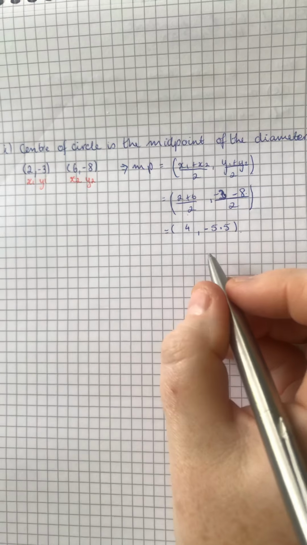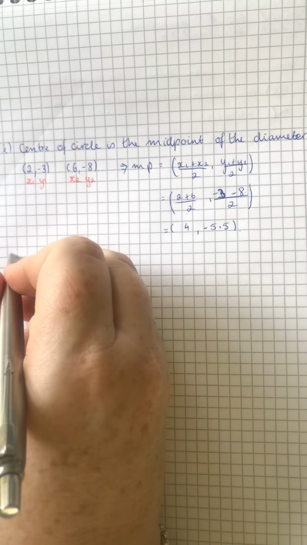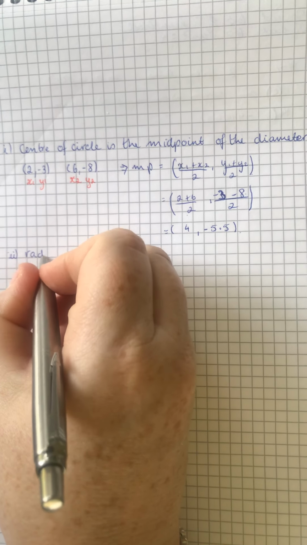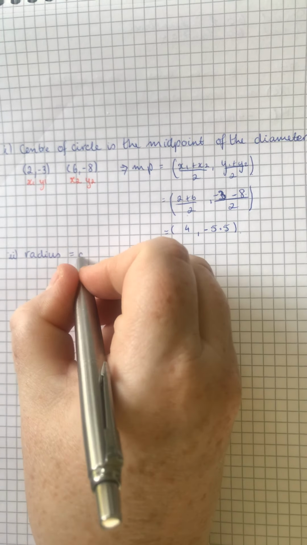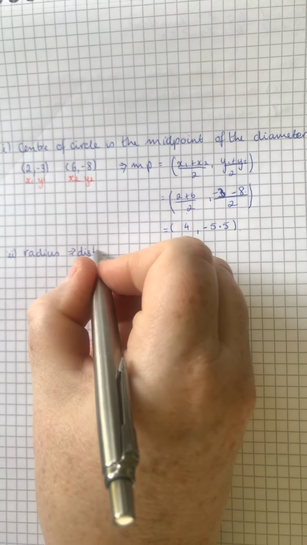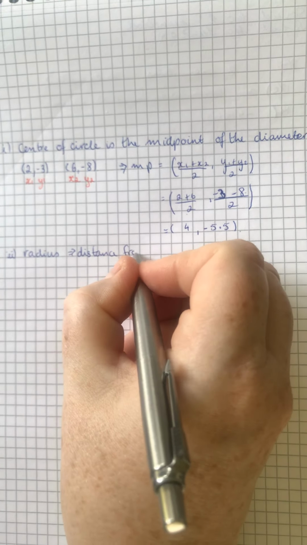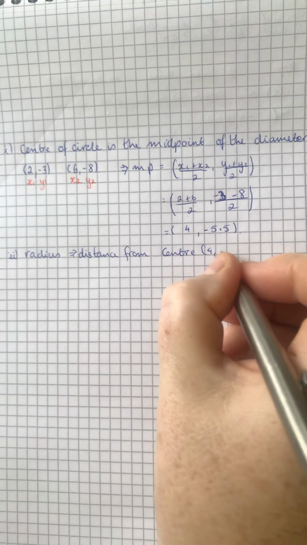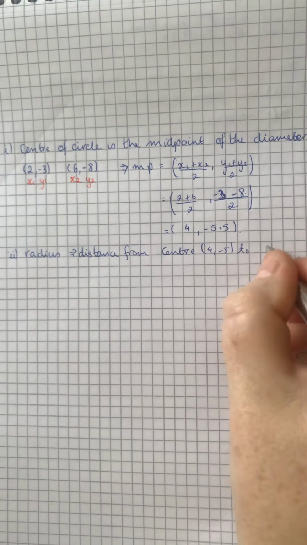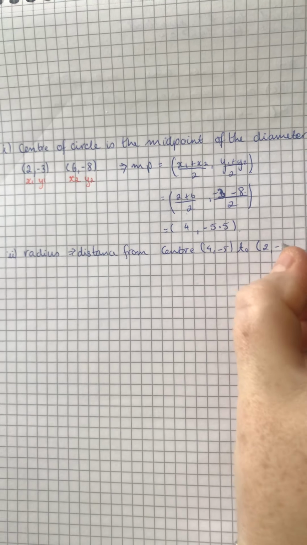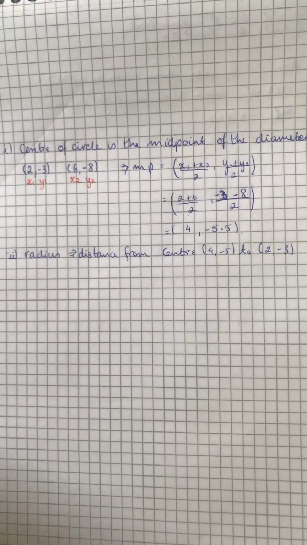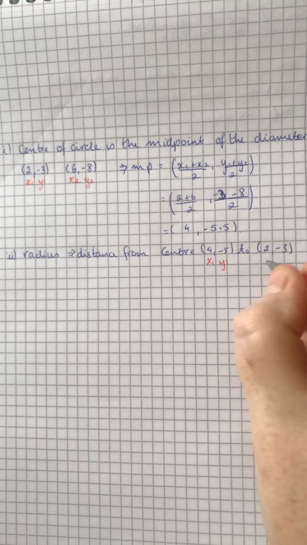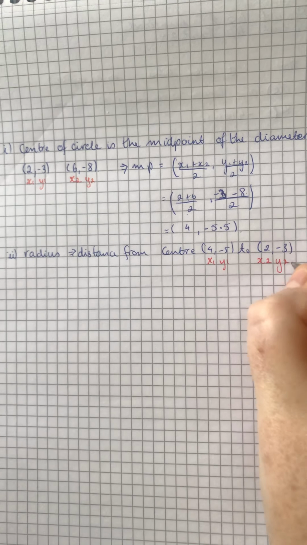Now, the next thing we're asked to get is the radius. So we have two ways we can get it. So we know that the radius is the distance from the centre, which is (4, -5.5), to one of the points, (2, -3). I could have used the other point. Okay, so that's x1, y1, x2, y2.